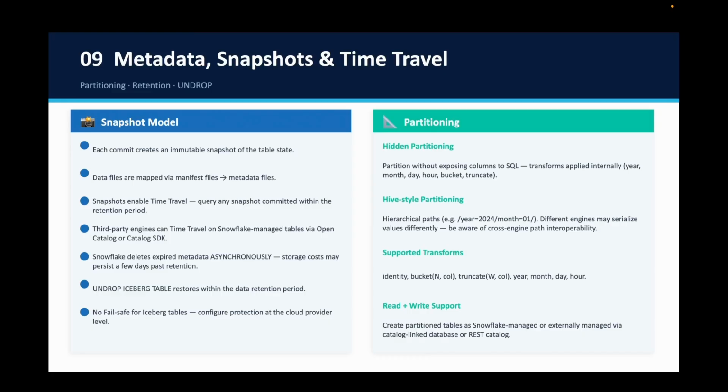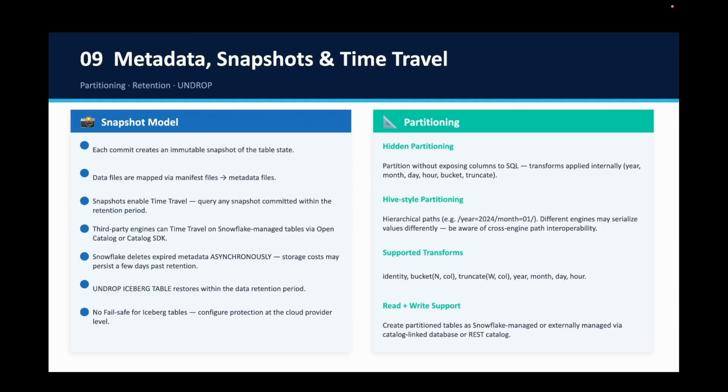So when you create a table, you create a transform function on a particular column, saying partition by year of a particular column. So internally it partitions by that particular column. The partition column is not saved in Parquet files.